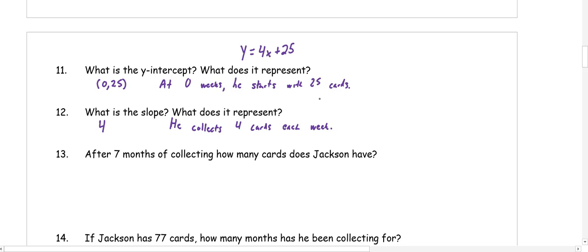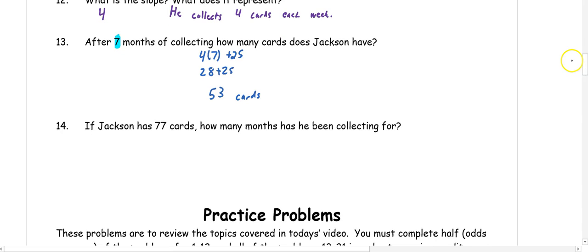After 7 months of collecting, how many cards does Jackson have? Remember that we can plug 7 in for x. So if we substitute 7 in for x, we have 4 times 7 plus 25, which is 28 plus 25, which gets us 53 cards.